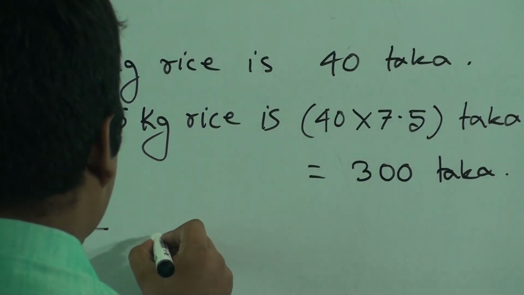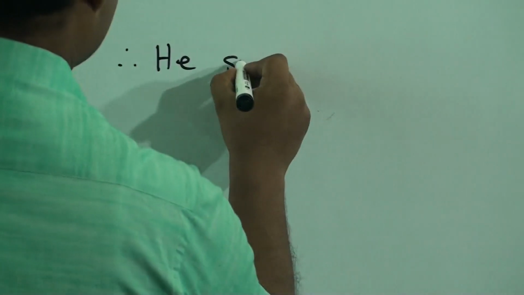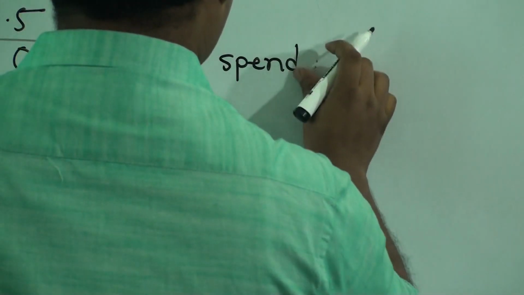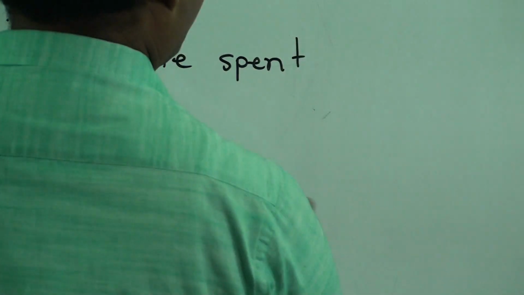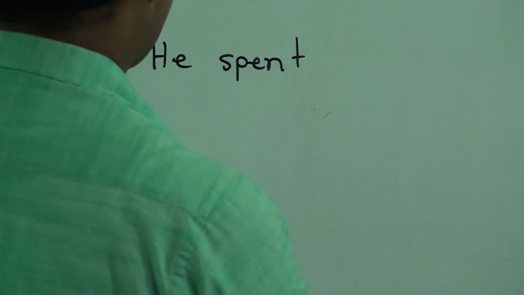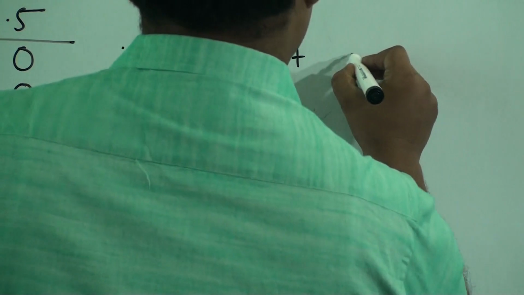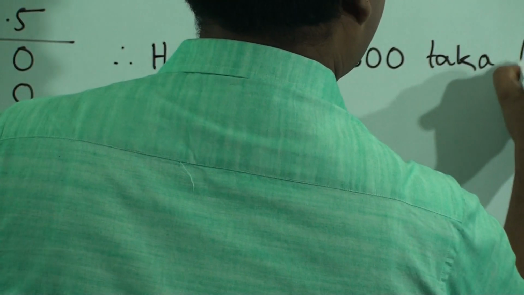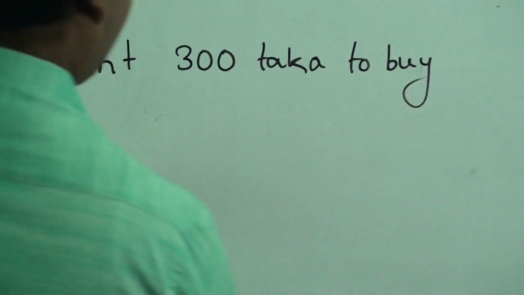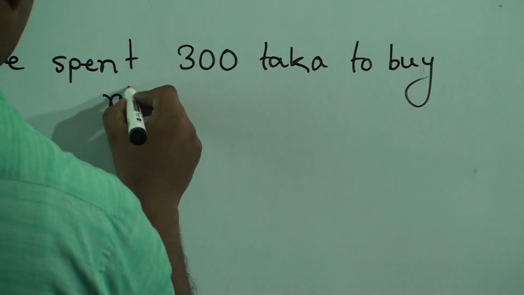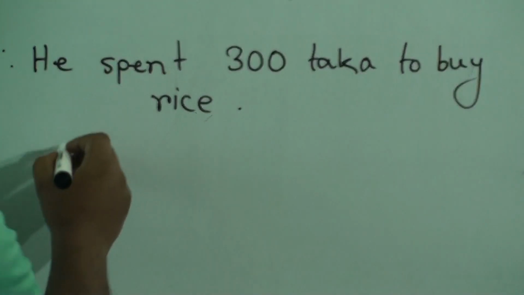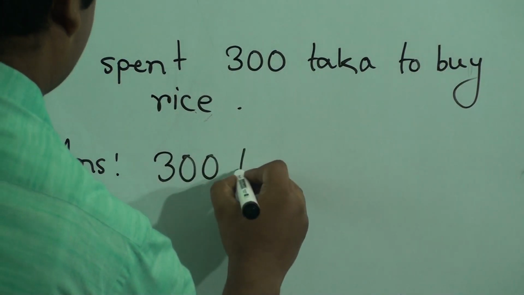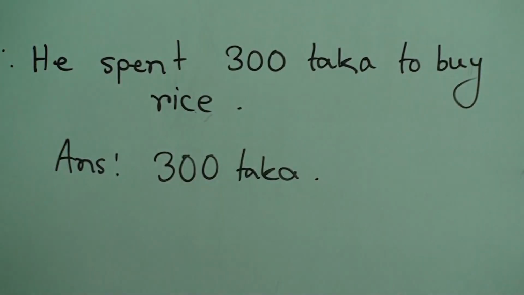So, therefore he spent... sorry, here we write "spent" because the question is in past form. He spent 300 taka to buy rice. And as our solution is done, we must write the answer: 300 taka. This is the solution of question number A.